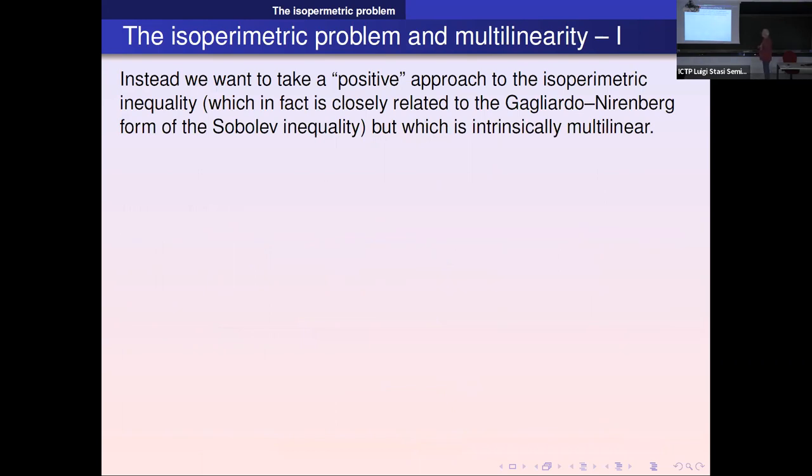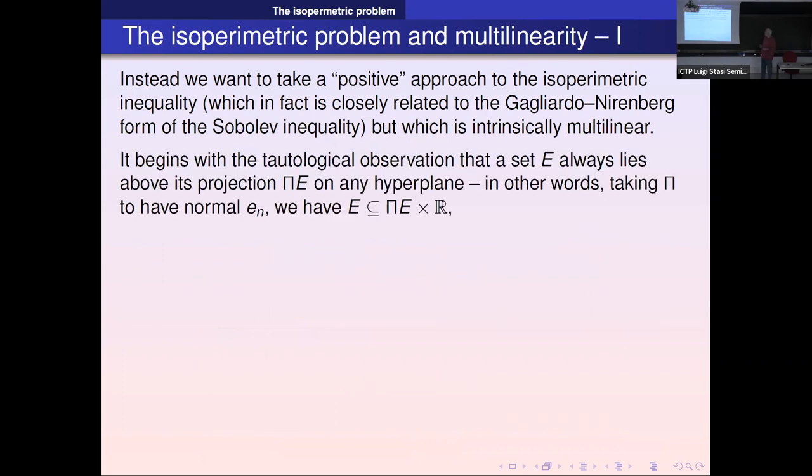So what about a multilinear approach to isoperimetric problems? Well, there's a very well-known approach closely related to the Gagliardo-Nirenberg form of the Sobolev inequality, but which is intrinsically multilinear. So just go through this slowly. It begins with a tautological observation. If you take a set E, then it's contained in the Cartesian product of its projection on a hyperplane with the direction perpendicular to that hyperplane. So if you want to write that in mathematical formulae, the characteristic function of a set at the point x is dominated by the characteristic function of the projection of the set, where you drop out the variable which is perpendicular to where you're doing the projection.